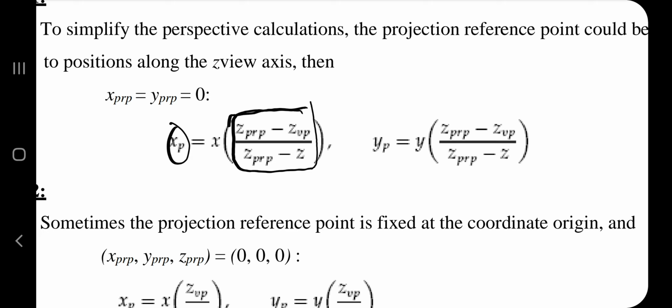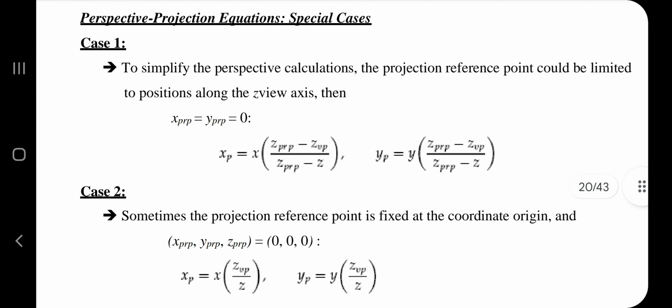If you can assure me that you will remember this one, I will make sure that you will remember the remaining ones in an easy way, because if you remember this, remembering the next ones is very simple. So make sure you remember this one. Repeat with me: zprp minus zvp divided by zprp minus z. Okay, zprp minus zvp divided by zprp minus z. If you remember this one, the 4 equations are cakewalk for you.